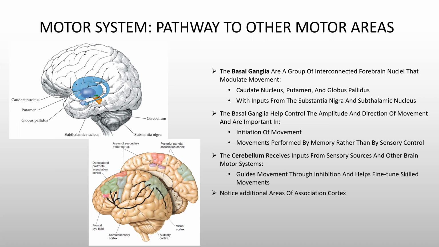The cerebellum receives inputs from sensory sources and other brain motor systems, and it guides movement through initiation and really helps fine-tune skilled movements. That is the cerebellum's specialty. And then the last thing I want to show you is that little bullet point. It says, notice additional areas of association cortex. So notice these big posterior parietal association cortex areas that are feeding information in and out. Areas from posterior parietal association cortex can go straight to areas of secondary motor cortex, as you'll notice there. And that is it for the motor system.